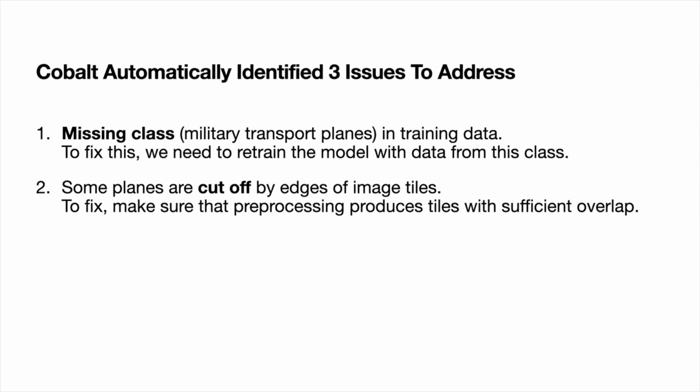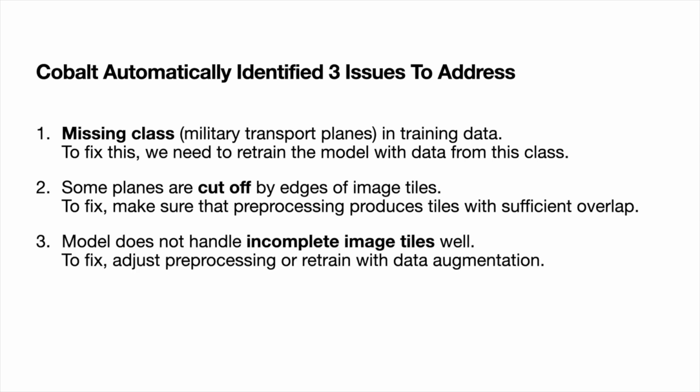We should make sure that the pre-processing algorithm produces tiles that overlap sufficiently so that every plane is fully contained in at least one tile. Finally, the model doesn't handle incomplete image tiles well. This could be addressed either by controlling the pre-processing or by retraining the model with augmented data so that it is more robust to missing areas in a tile.